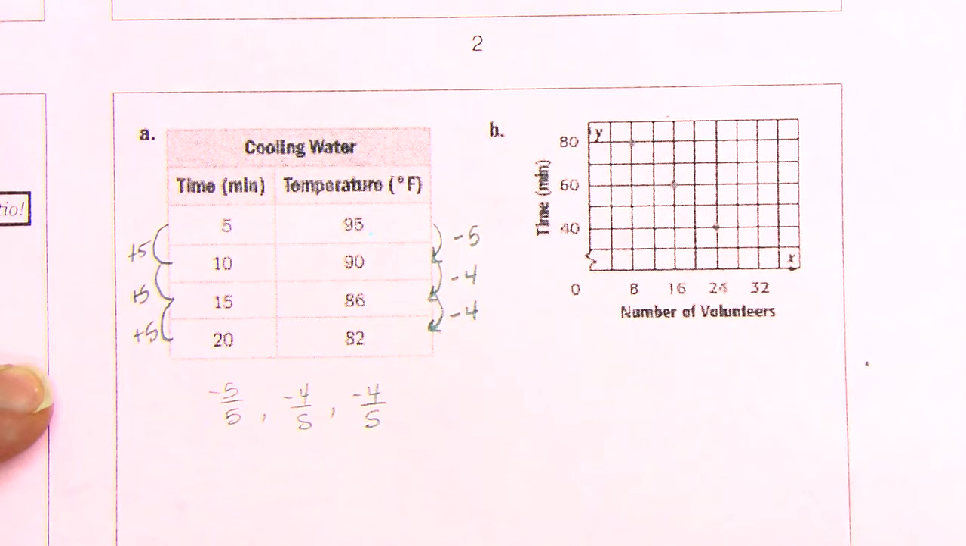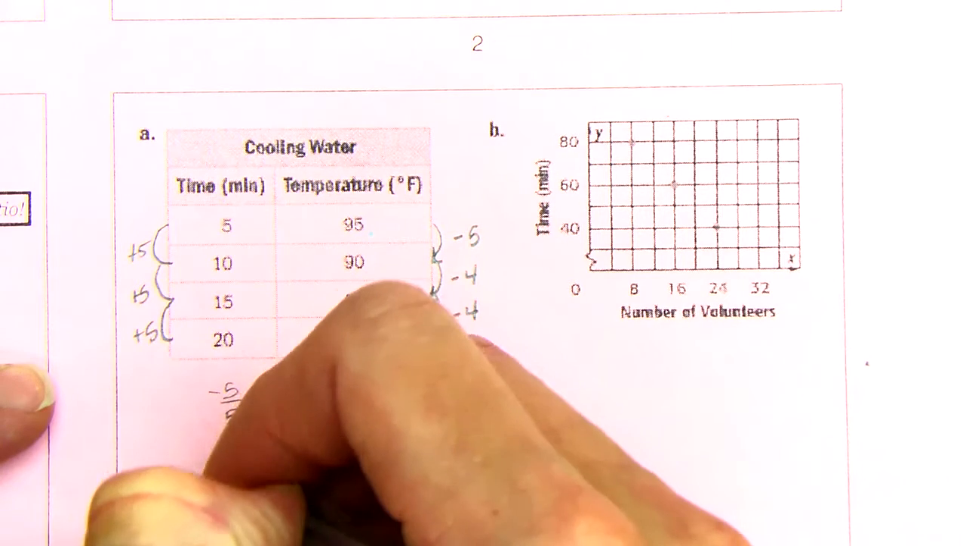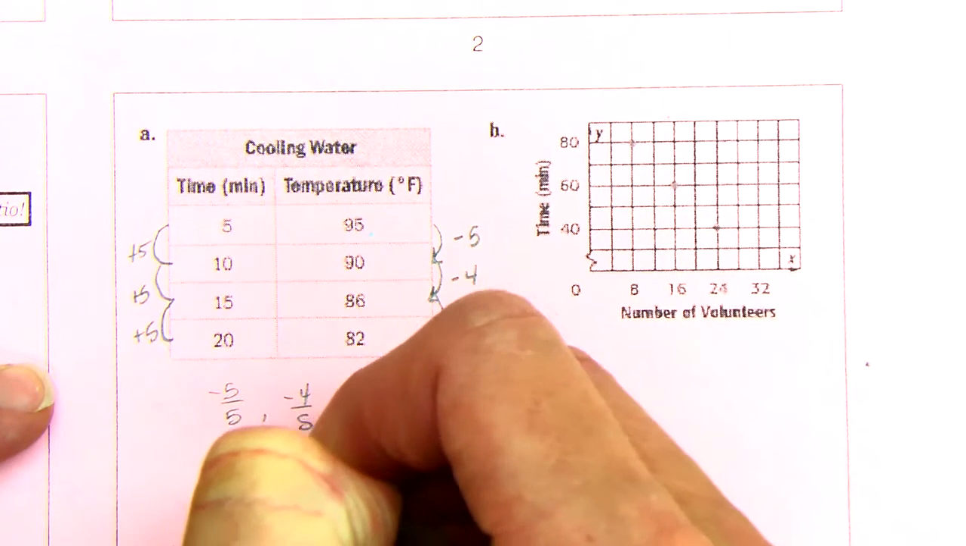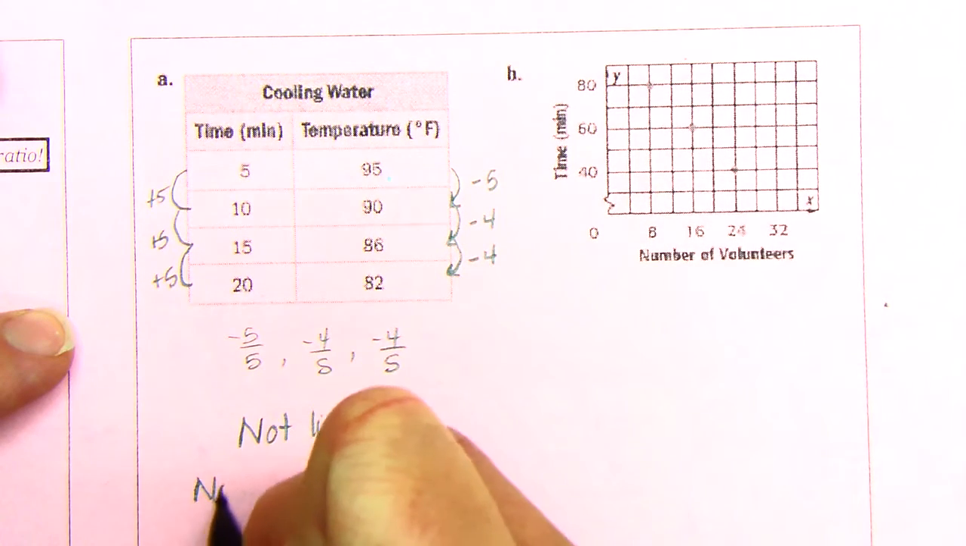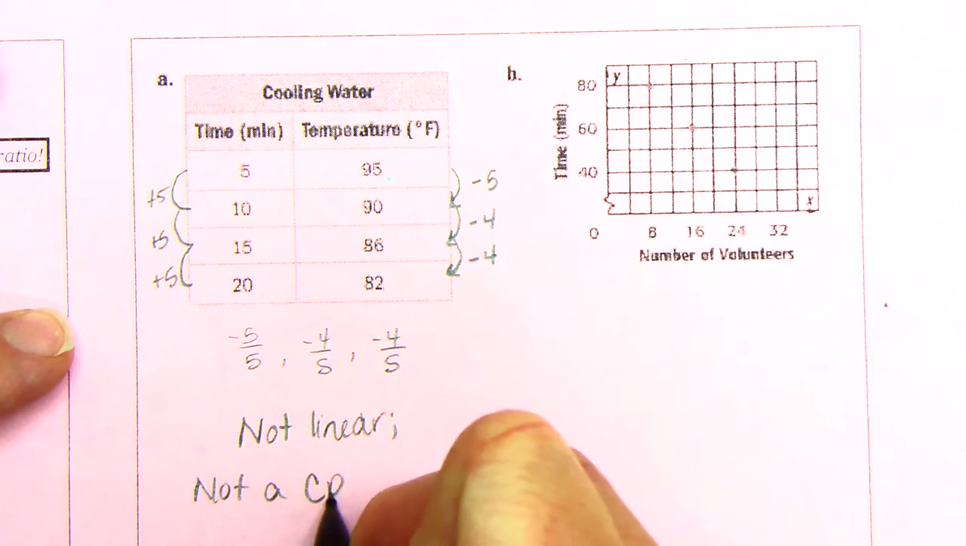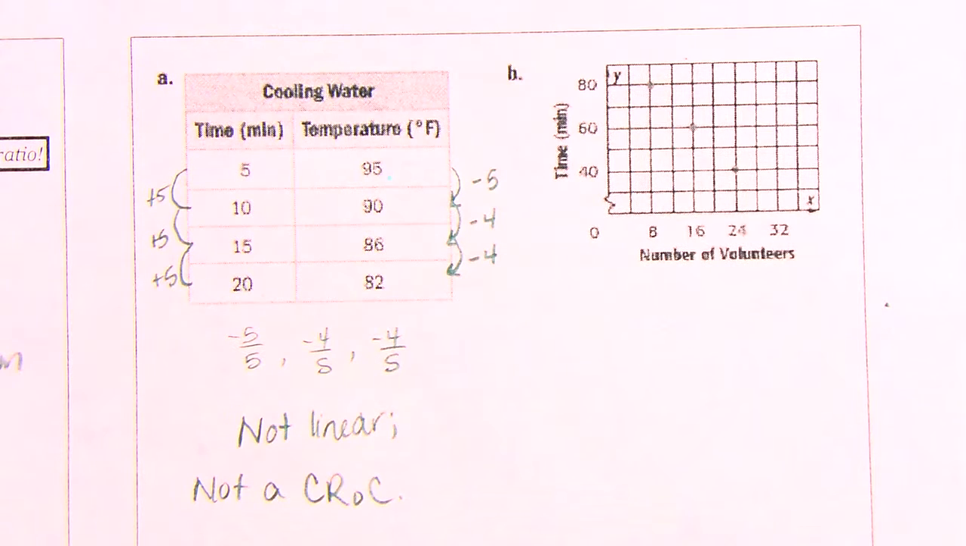Are they the same every single time? The answer to that is no. So this is not linear. And the reason why? Well, pretty simple. Not a constant rate of change. And I will even let you abbreviate like that. Okay? So that was the table. Look at letter B.